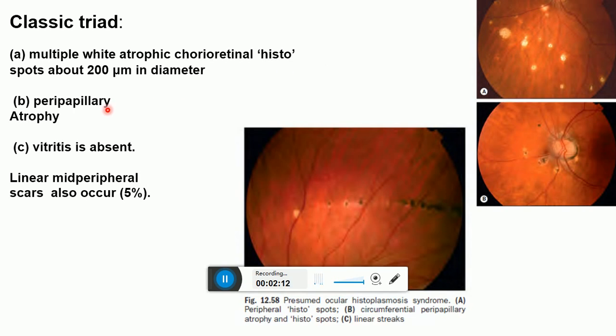Number two of the triad is peripapillary atrophy. This is peripapillary atrophy. Number three, vitritis is absent. Linear mid-peripheral scars also occur. Here you can see linear mid-peripheral scars. So this is the triad.